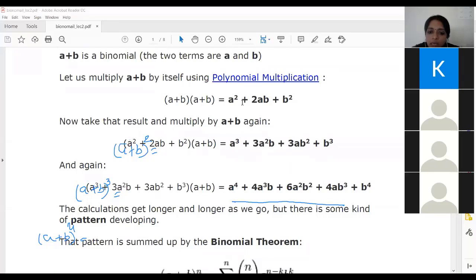So here, see the power of a. We have two terms, a and b. The power of a is decreasing in all the terms. So the power of the first term is decreasing. See here, a plus b the whole square.